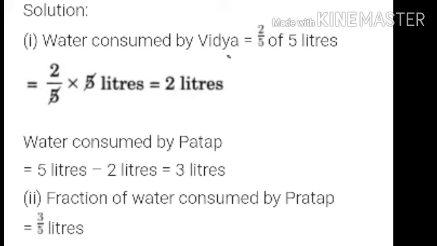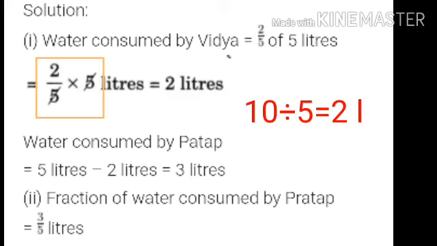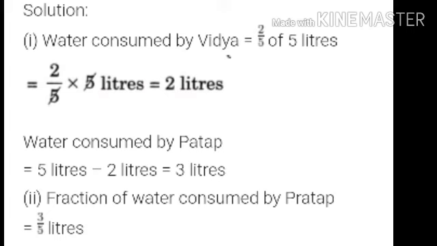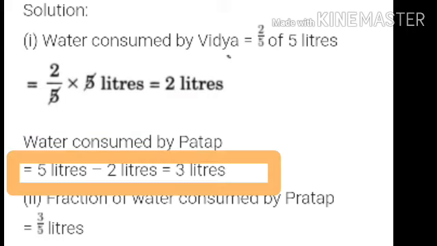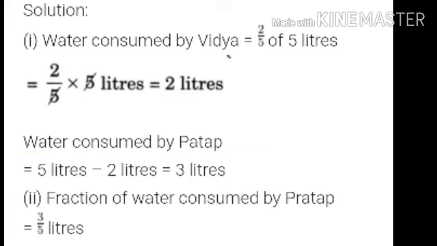So, the solution of the first question, quantity of water drunk by Vidya, 2 by 5 of 5 liters, 2 by 5 into 5 liter. Therefore, 2 into 5 divided by 5, then we get 10 by 5. 10 by 5 is 2 liters. Then the next one, quantity of water drunk by Pratap. 5 liters is the total quantity of water. Vidya drank 2 liters. So 5 minus 2, 3 liters. Pratap drank 3 liters.